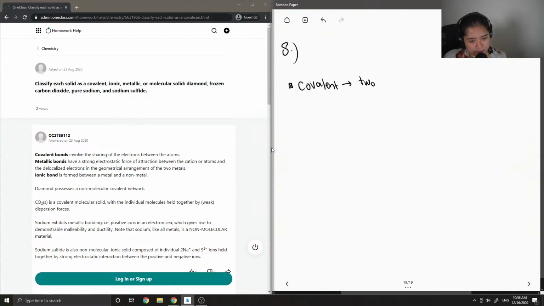Covalent: this is between two nonmetals sharing electrons. So out of all the options that they gave in the question, a covalent solid would be diamond, since it's basically just carbon and hydrogen.